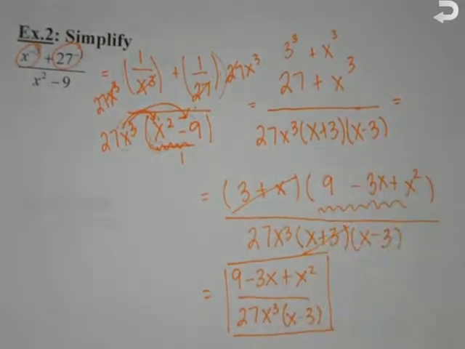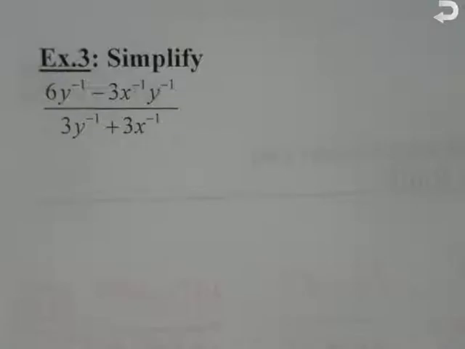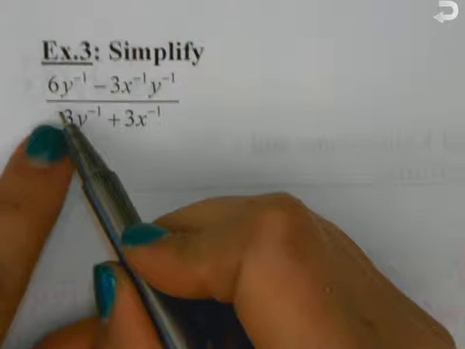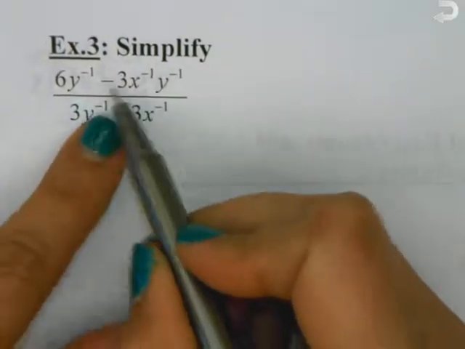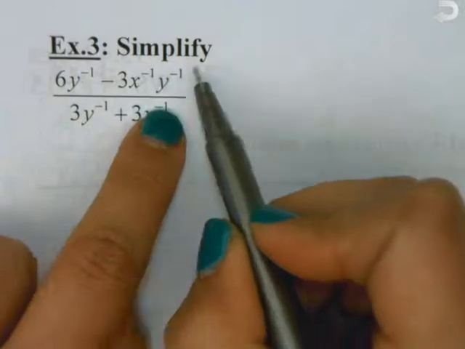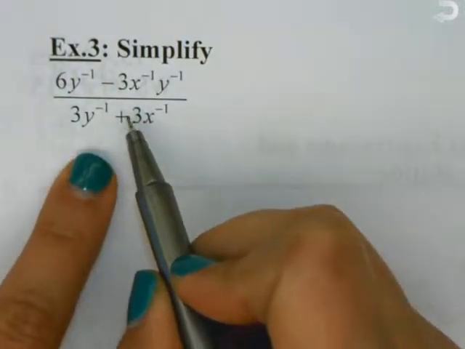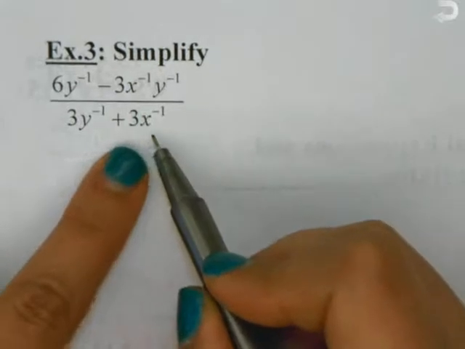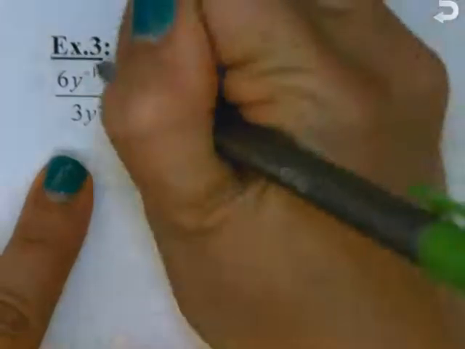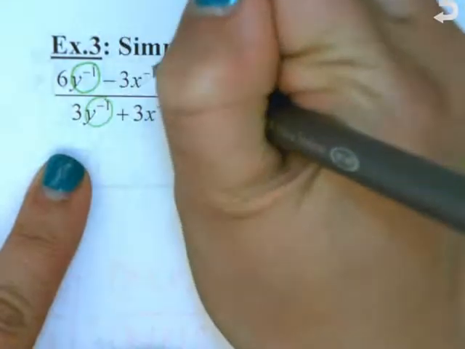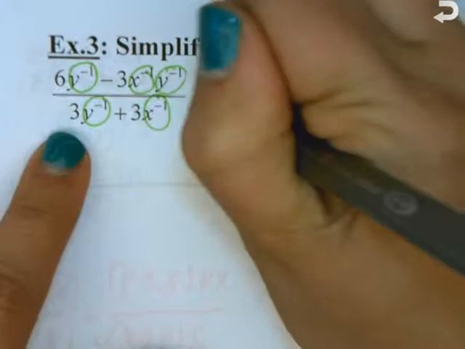Okay? Okay, guys, example 3. 6y to the negative 1 minus 3x to the negative 1, y to the negative 1, all over 3y to the negative 1 plus 3x to the negative 1. My negative exponents are only attached to the variables, so those coefficients get to stay in the numerators.